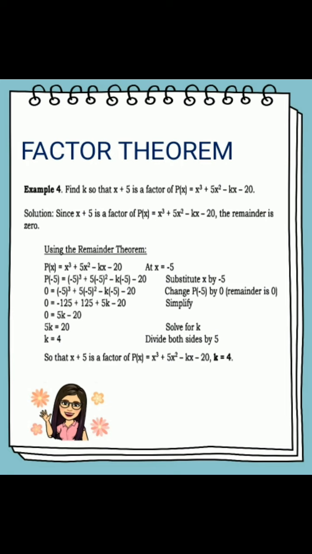So, we can say that x plus 5 is a factor of p of x is equal to x raised to 3 plus 5x squared minus kx minus 20, where the value of k is equal to 4.